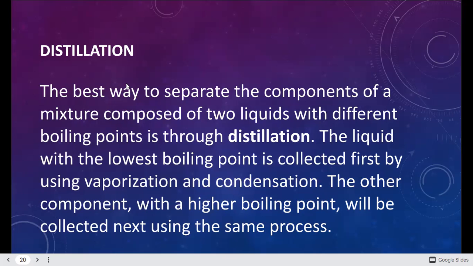Alcohol and water. By distillation. How can we separate alcohol and water? Remember that the boiling point of water is 100 degrees Celsius, correct? The boiling point of alcohol is 85 degrees Celsius. So we can separate the alcohol and water by distilling it, or distillation.